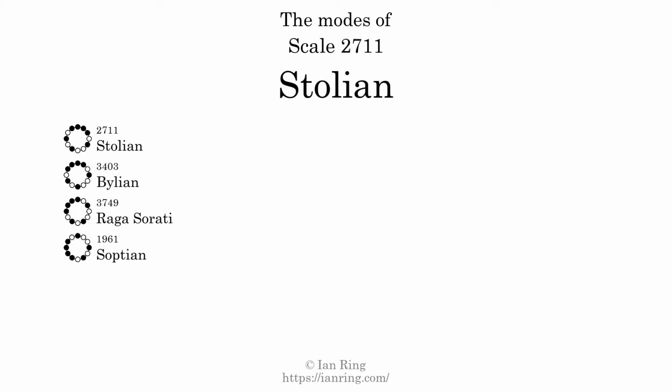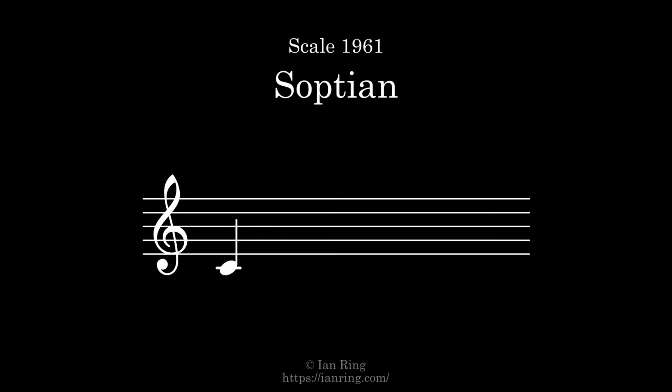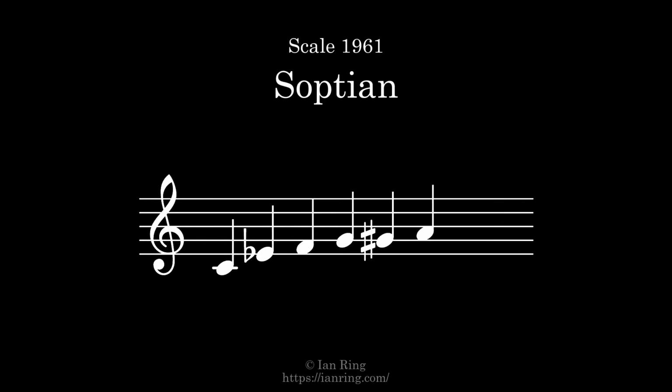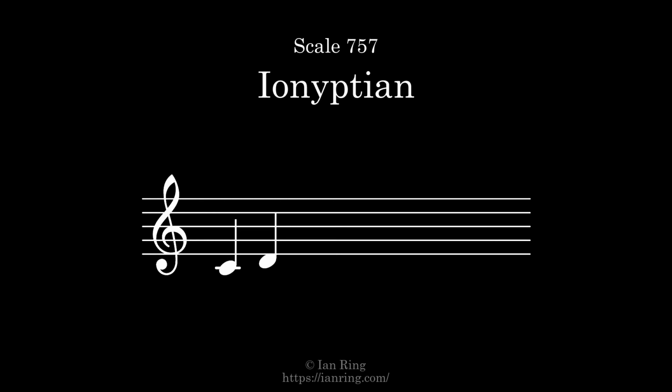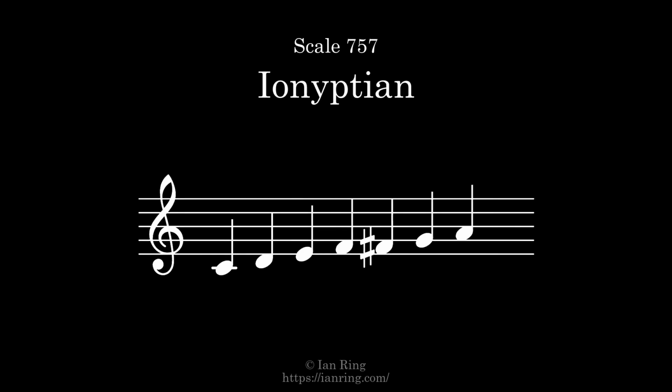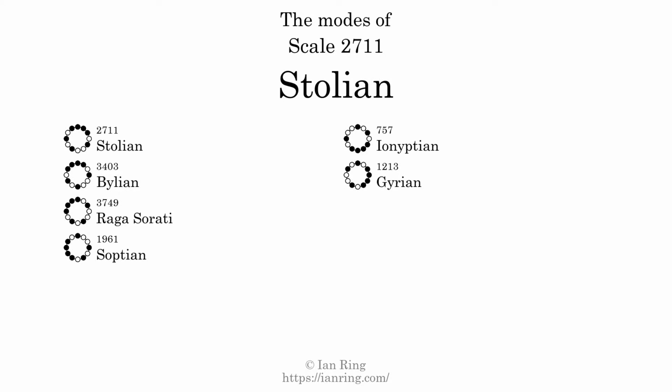The fourth mode is scale 1961, also known as option. It sounds like this. The fifth mode is scale 757, also known as inoption. It sounds like this. The sixth mode is scale 1213, also known as Girian. It sounds like this.